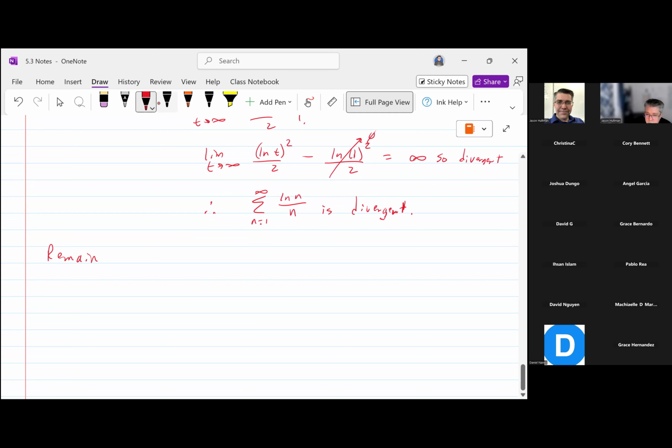Remainder estimate for the integral test. So the remainder estimate for the integral test.